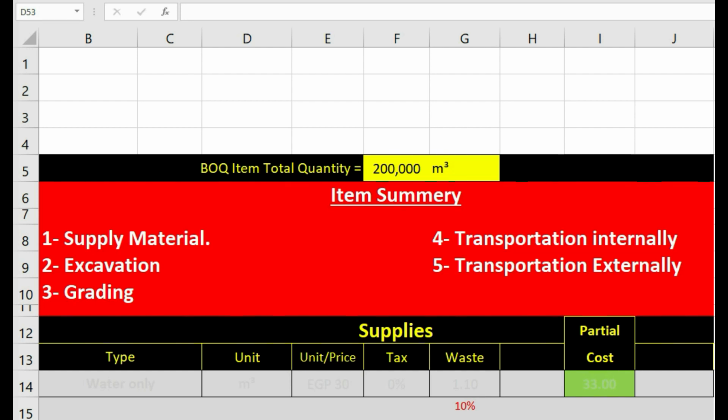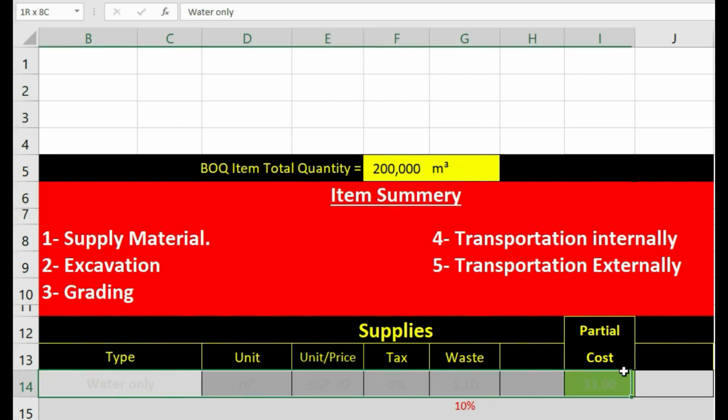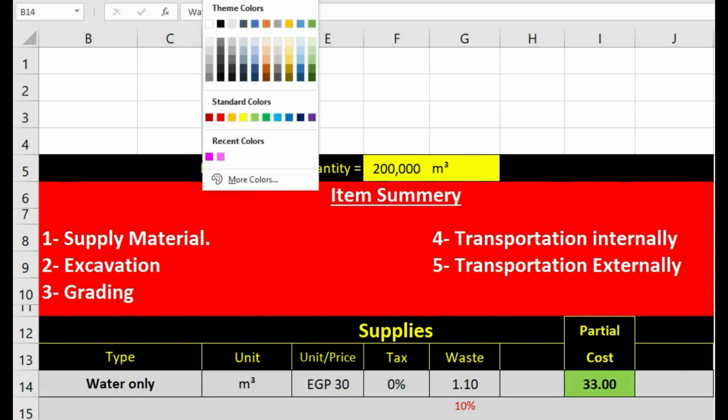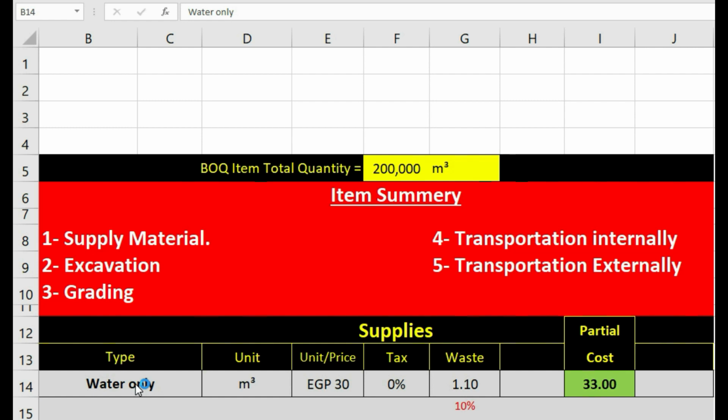Let us start with the item supplies. Do we have supplies in this item? This is the question. Yes, we have water. Water only, without transportation. The unit of water supply is cubic meter.